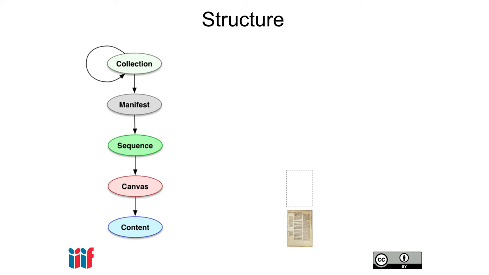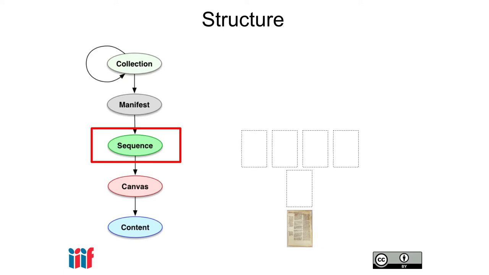So back to our structure diagram here, we've got content in the form of an image, and we've got a canvas. Imagine that image has been painted onto a canvas. Okay, so the next step up the ladder here is the sequence.